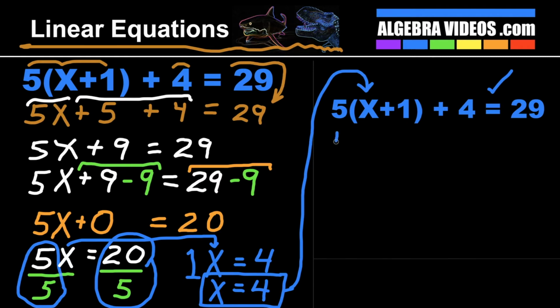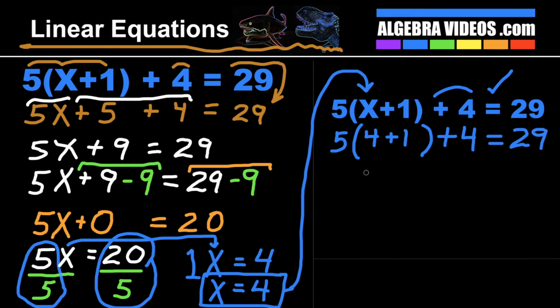So I'm going to rewrite the equation here. 5, and then the parentheses, x plus 1. But in our case, we're plugging in 4 wherever there's an x. So instead of x plus 1, we're going to have 4 plus 1. So that will be on the inside of the parentheses. And then the rest of this, I'll just continue rewriting it. Plus 4 equals, the right side is 29. All right, so that's the end of that step. Good job. And we'll move on to the next step.